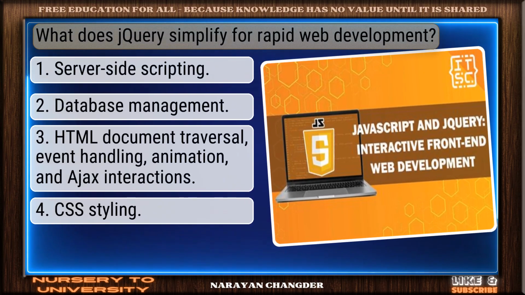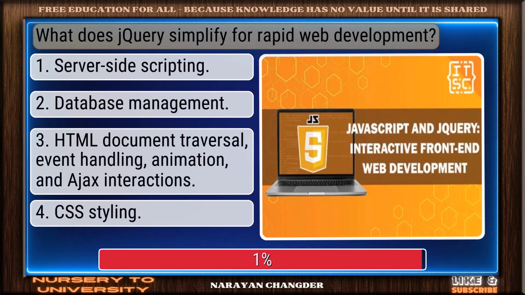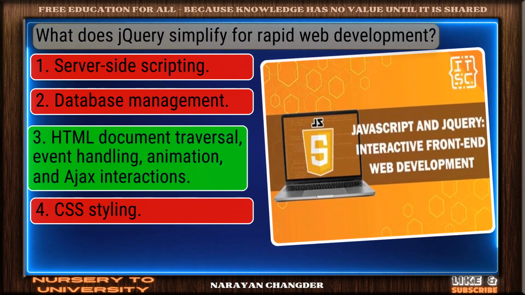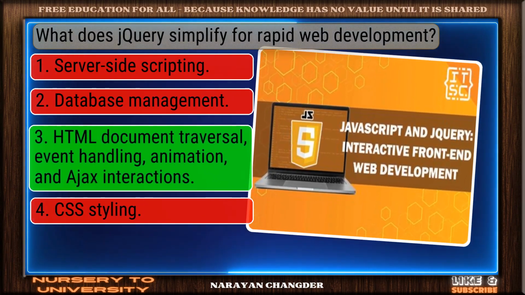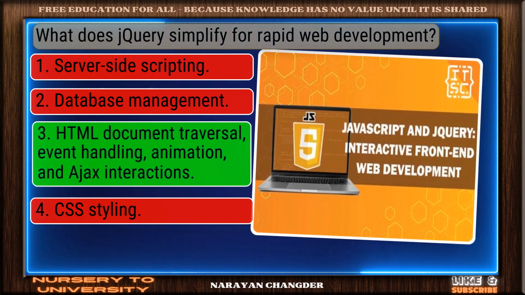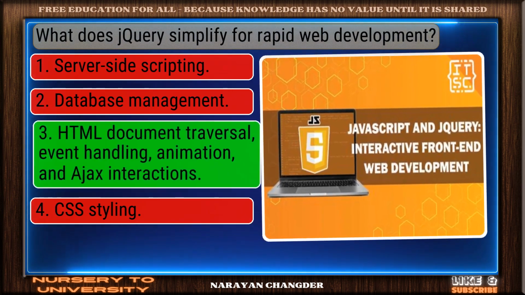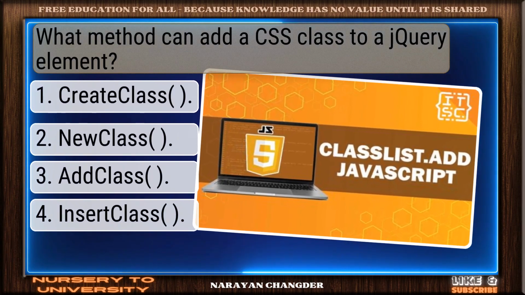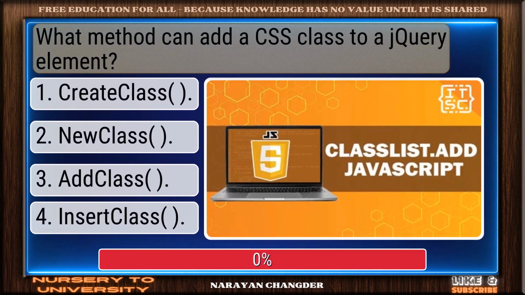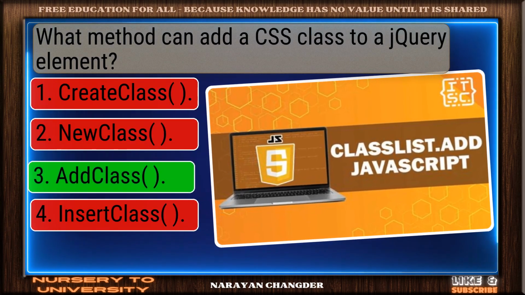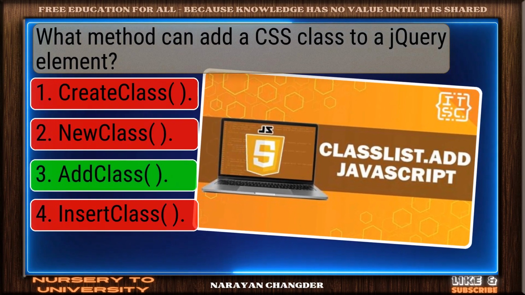Question number 37. What does jQuery simplify for rapid web development? Nicely done. HTML document traversal, event handling, animation, and Ajax interactions is a solid answer. Question number 38. What method can add a dash class to a jQuery element? Exactly, addClass makes sense and it is the right choice.